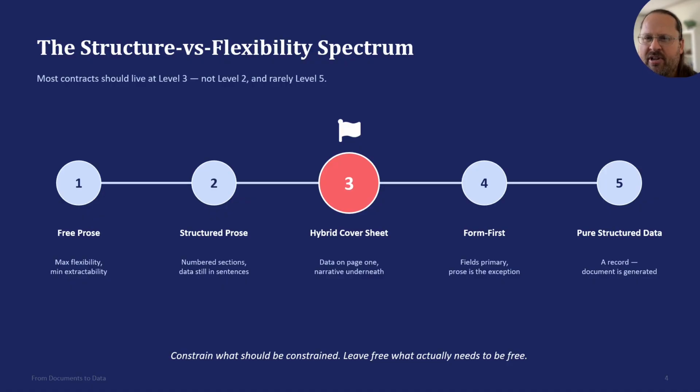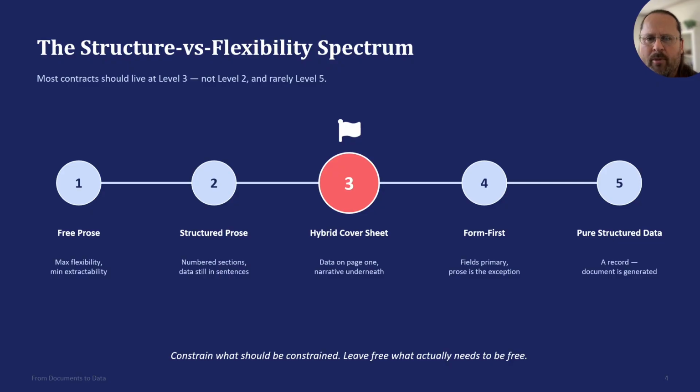Position 3 is the hybrid cover sheet. And this is the pivot point of the entire episode, so pay attention here. You put a data cover page on top of the narrative document. All of the variable, negotiable, decision-based information, dates, dollar amounts, party names, chosen options, renewal terms, liability caps, lives in a structured block, a table, or a form, right there on page 1. The narrative body still exists underneath it, still carries the legal reasoning and the boilerplate, but it now refers back to the defined terms on the cover sheet, instead of restating all of it in prose, buried on page 7.